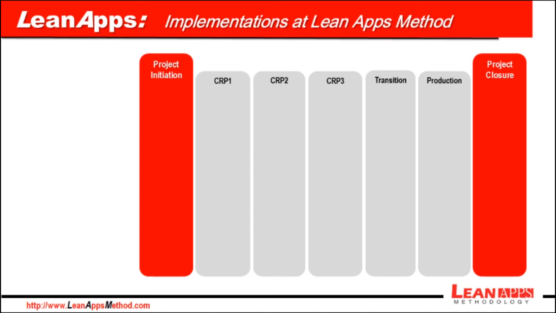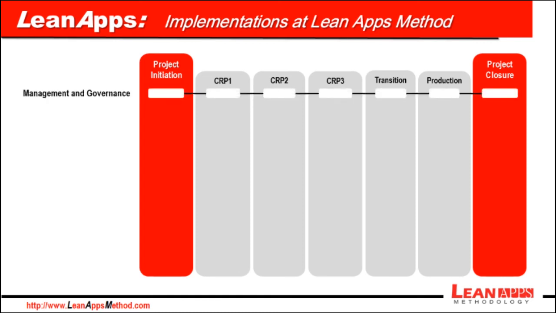Now let's see the process as defined in LeanApps methodology. First process, or as a matter of fact, an area, as I said, is management and governance. Management and governance is perhaps the strongest value of the LeanApps method. I will give you more details on this process in a while.